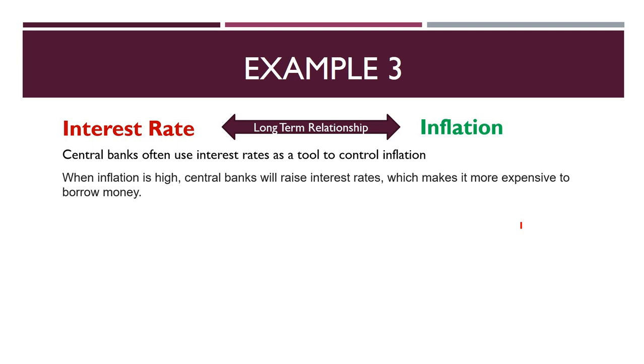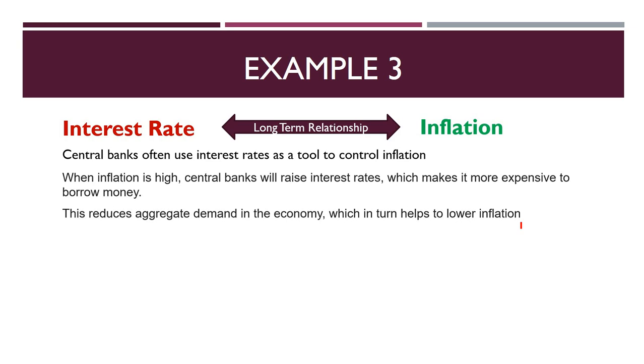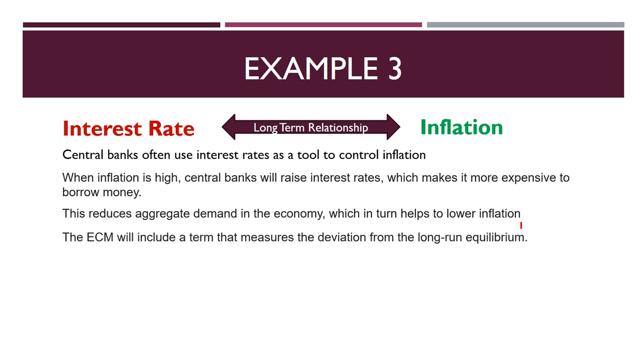Now the government came into the picture, and they changed the interest rate also. If inflation is increasing, government has also increased the interest rate. So what will happen? Inflation will go down, and again the government will decrease the inflation rate. So with the help of this interest rate, the government has reduced the aggregate demand in the economy, which in turn helps to lower the inflation.